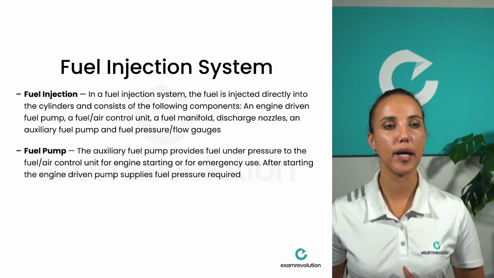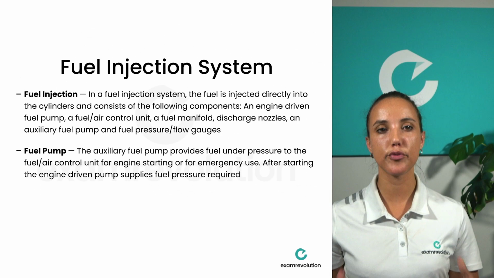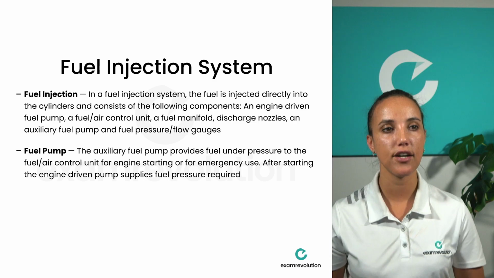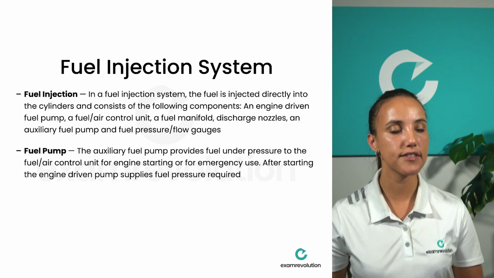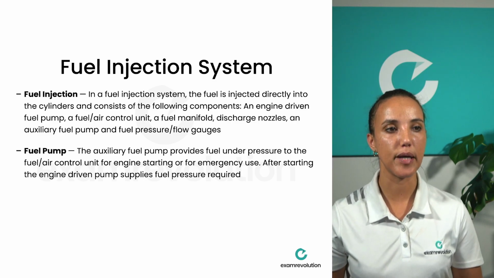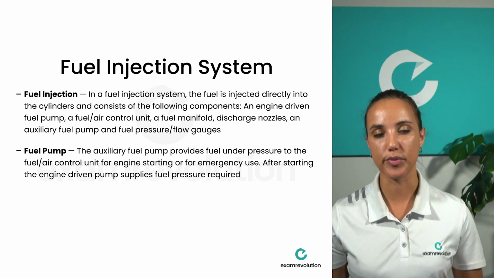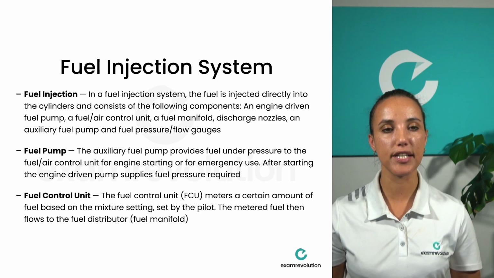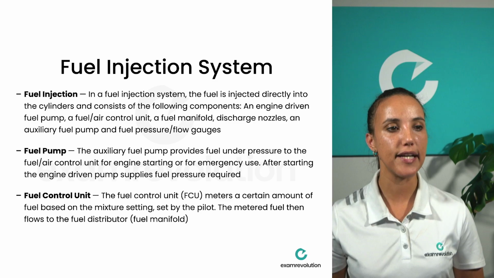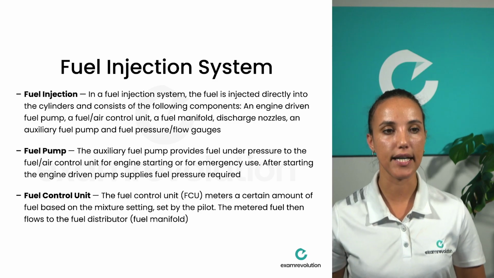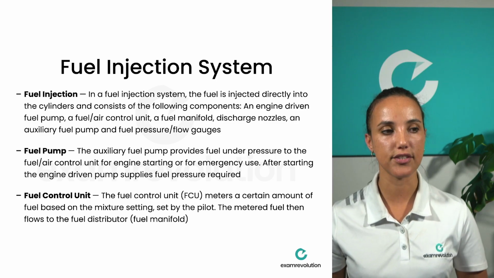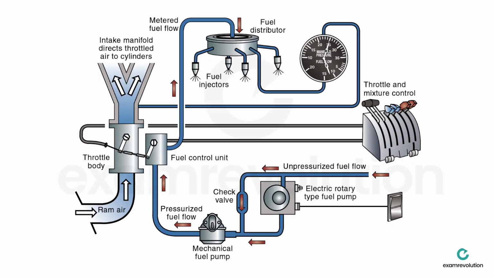Now the auxiliary fuel pump provides fuel under pressure to the fuel air control unit for engine starting or for emergency use. After starting, the engine driven fuel pump supplies the fuel pressure required. Now the fuel control unit measures a certain amount of fuel based on the mixture setting set by the pilot. The metered fuel then flows to the fuel distributor or the fuel manifold.